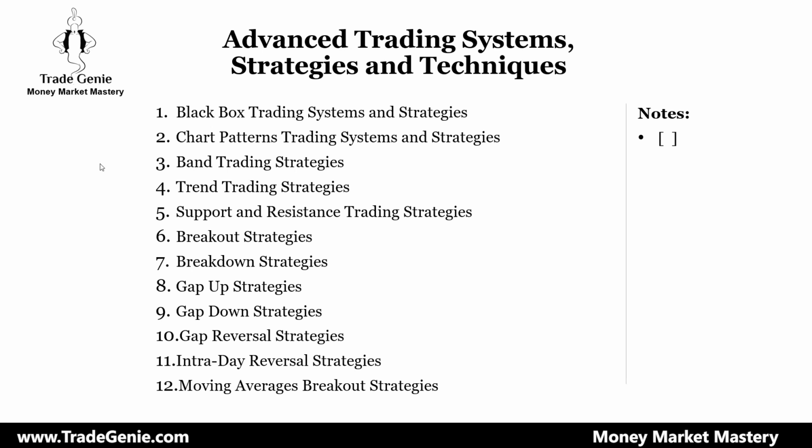So this is a slide for the trading system. You can adopt one of them or you can combine. So I combine. Some of the systems are listed here, the black box. You can buy some black box. You can master the chart pattern trading system and strategy. You can master the candlestick patterns, band trading, trend trading, support resistance, breakout, breakdown, gap up, gap down, gap reversal, intraday, moving average. So these are the kinds of trading systems and strategies and techniques you can master and combine. You cannot just trade one, you have to combine.